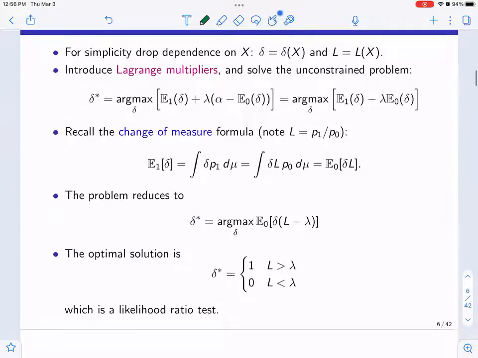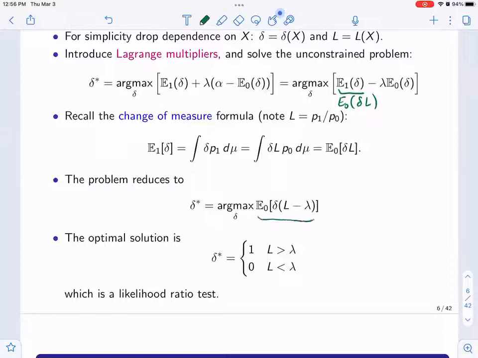And then I'm going to use the change of measure to replace this guy with expectation, or actually the other one, expectation under theta naught of delta times L. Okay, and then I can combine the two expectations. I get this expression. Factor out delta. So I'm trying to minimize this. This is basically the compact way of writing expectation under theta naught of delta(x) times (L(x) minus lambda).